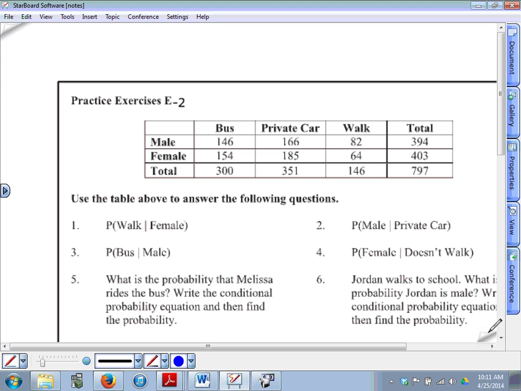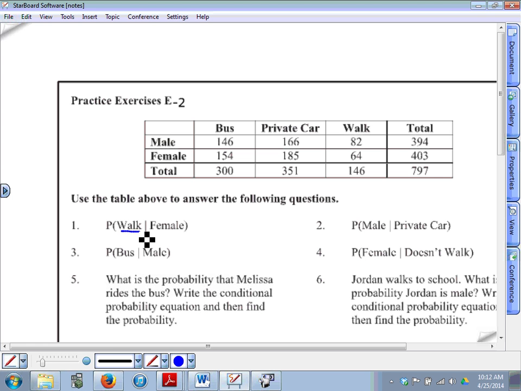You have this table on the front page. This box usually represents the sample space you're going to use if you're doing a normal probability. There are 797 people that were surveyed. Question 1, what's the chance you choose somebody who walks home from school? Who drives a bus home, who rides in a car, or who walks.